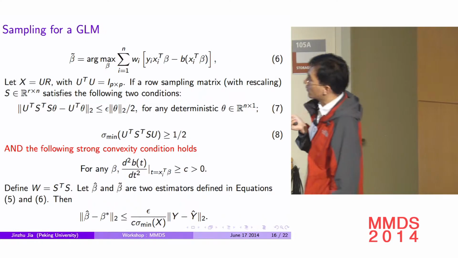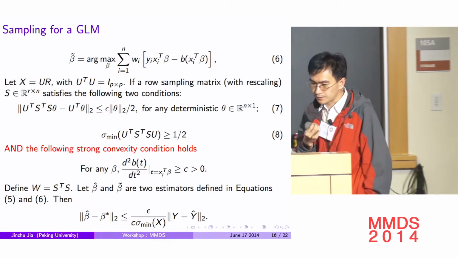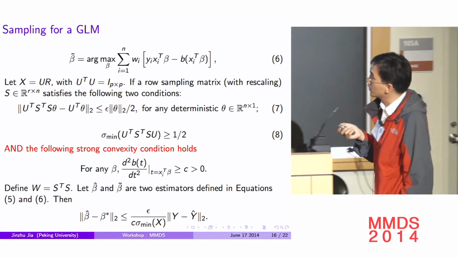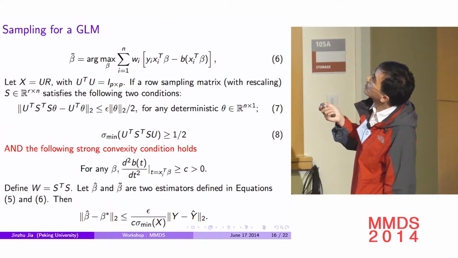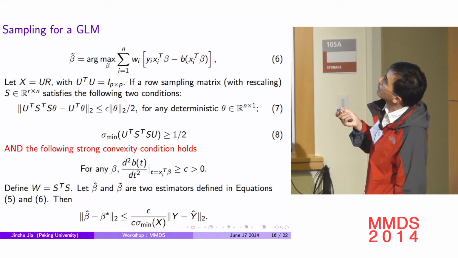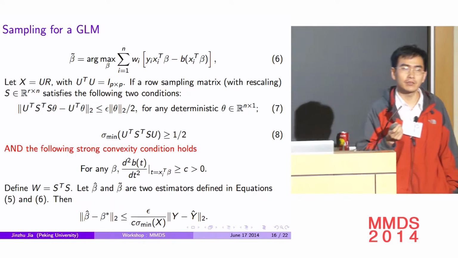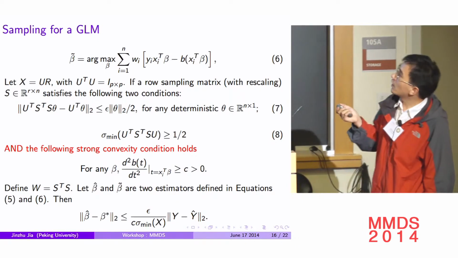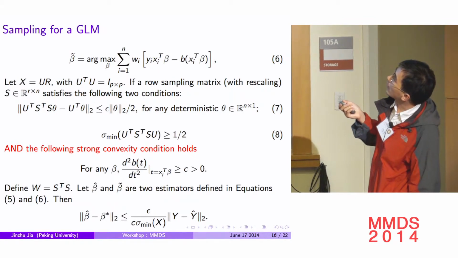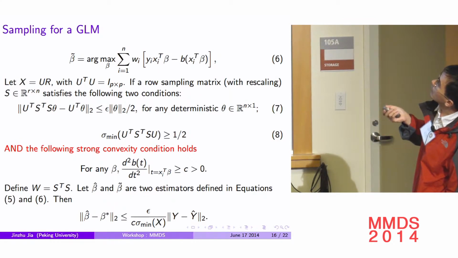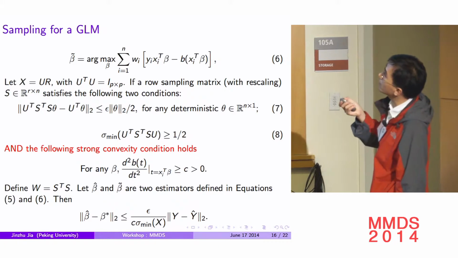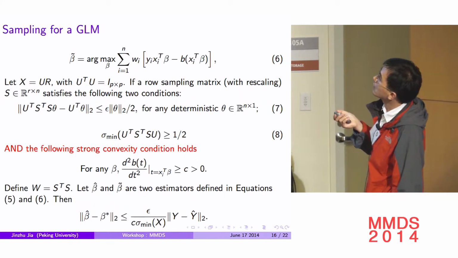We hope that after we give a very good design on the w, this beta tilde is very close to the beta hat. The beta hat is estimated from the original data. So this is the very first, simple result.